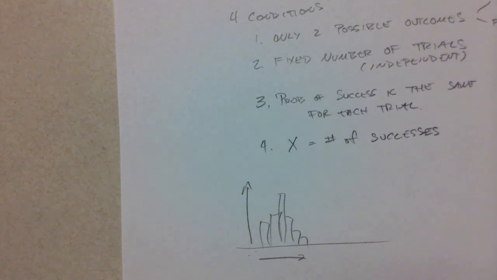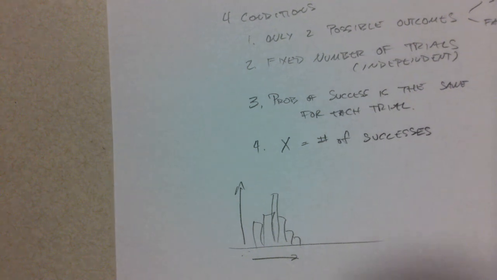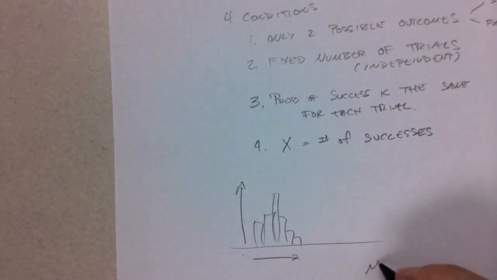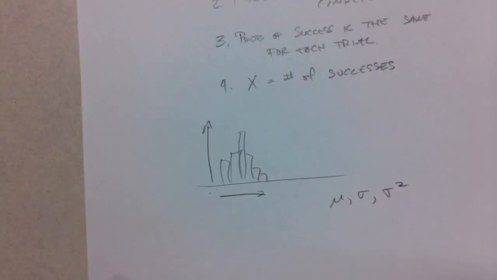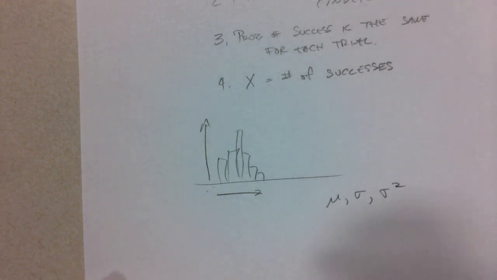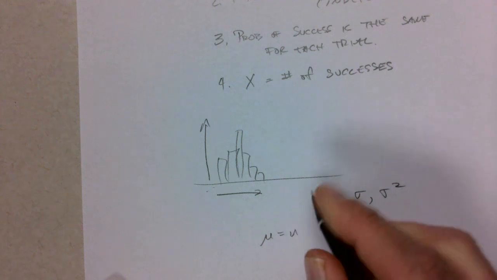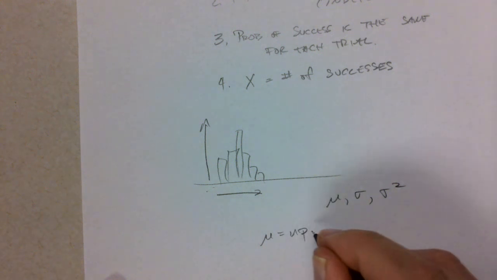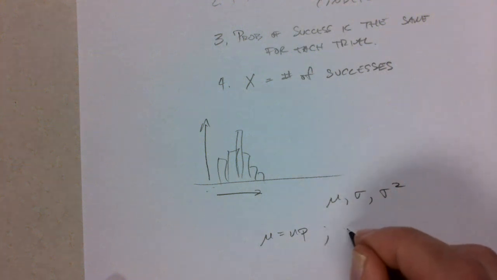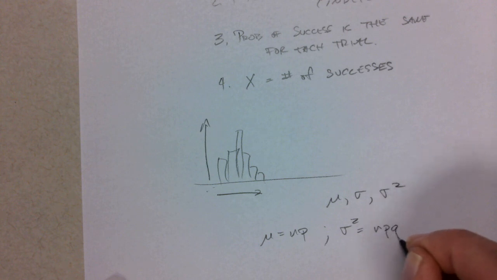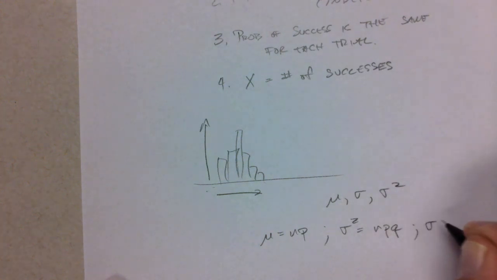Now, how do you find, for this distribution, there's also a mean, standard deviation, and variance. And with this, you don't use StatCrunch to find that. You calculate it. The mean is n times p, the probability of success. The variance is equal to npq, and the standard deviation is the square root of npq.